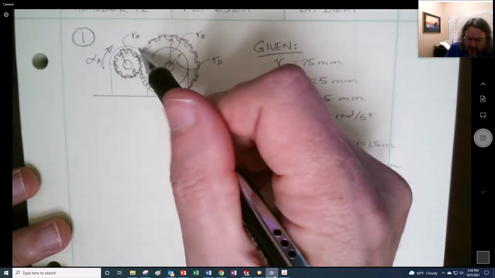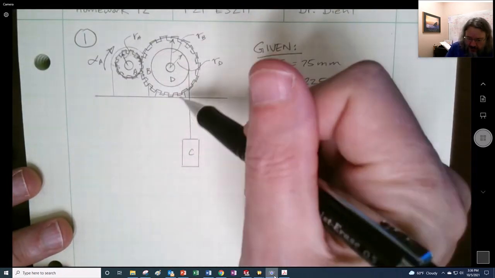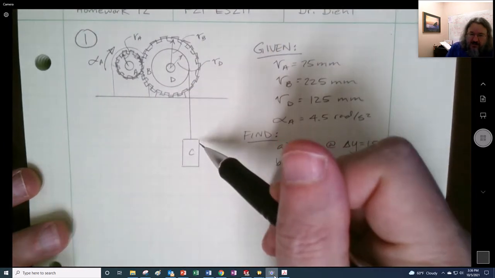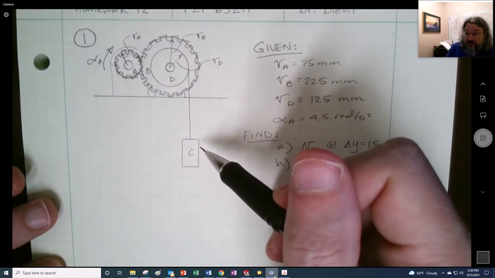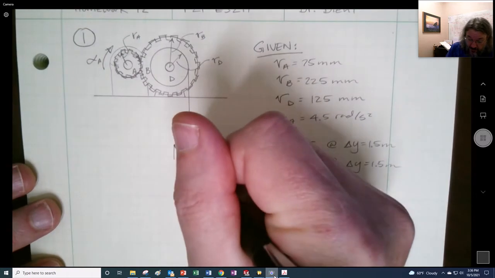If this is going clockwise, this is going counterclockwise. And if that's going counterclockwise, the load is in fact going upwards, right? So it does go up.